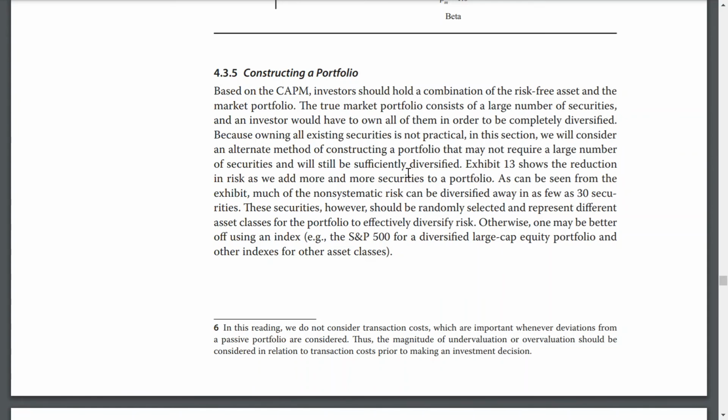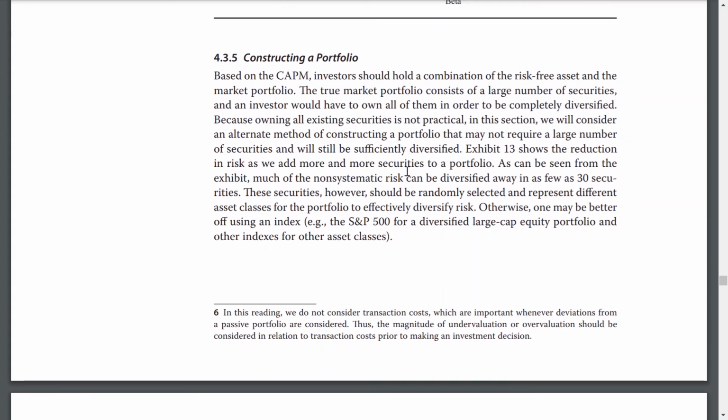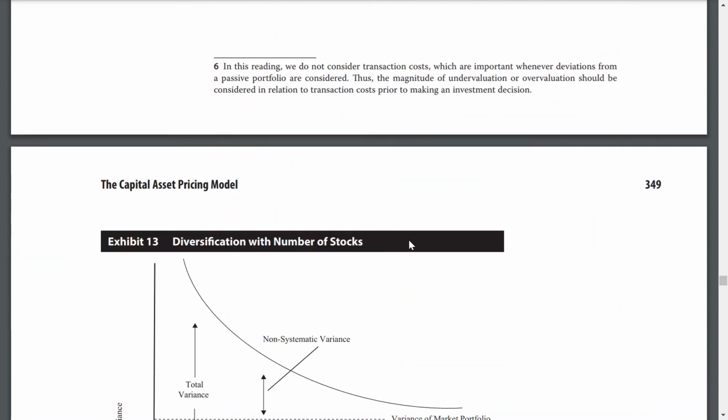Exhibit 13 shows the reduction in risk as we add more and more securities to the portfolio. As can be seen from the exhibit, much of the non-systematic risk can be diversified away with as few as 30 securities. Such securities, however, should be randomly selected and represent different asset classes for the portfolio to efficiently diversify risk. Otherwise, one may be better off using an index such as the S&P 500, for example.